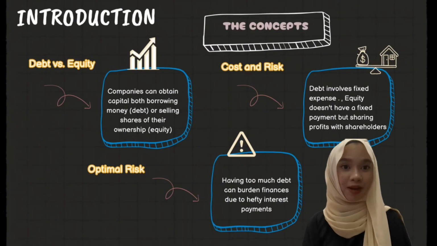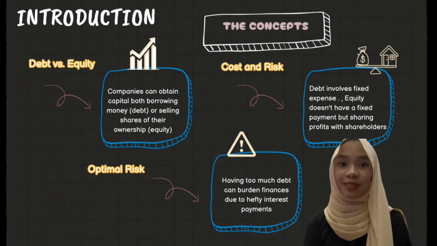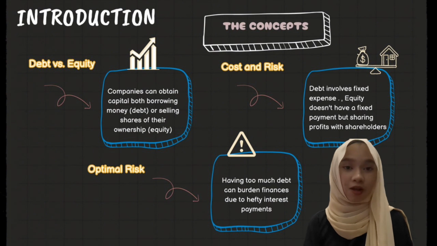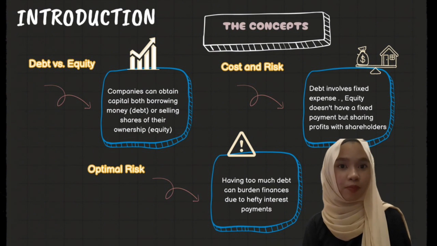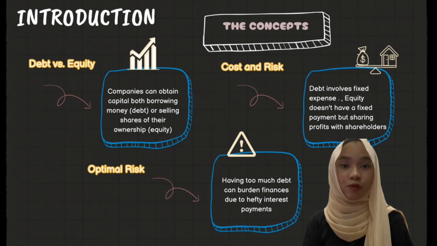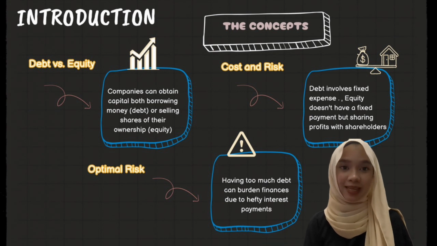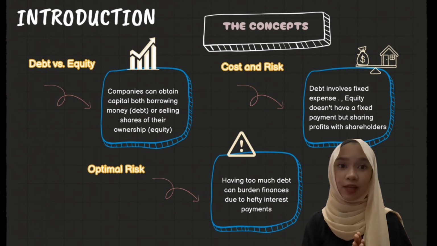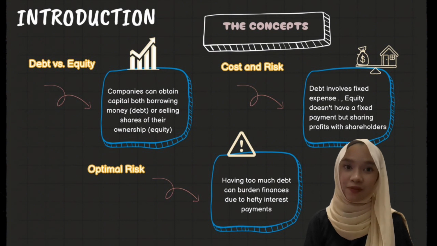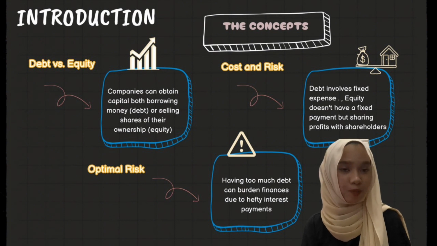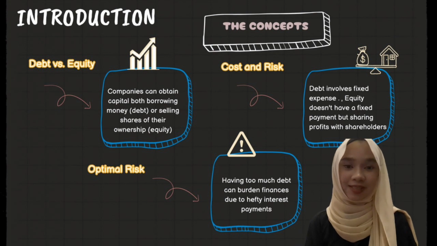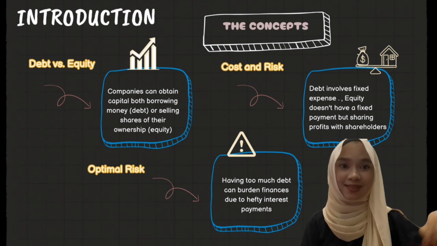Next, to stabilize the capital structure of a firm, it is crucial to know the concept of debt versus equity. Cost and risk in financing can vary based on whether a company chooses debt or equity, and to optimize the risk, the main aim of capital structure is to strike a balance between using debt and equity effectively. Having too much debt can burden finances due to heavy interest payments, whereas excessive equity can dilute ownership and decrease earnings per share for current shareholders.